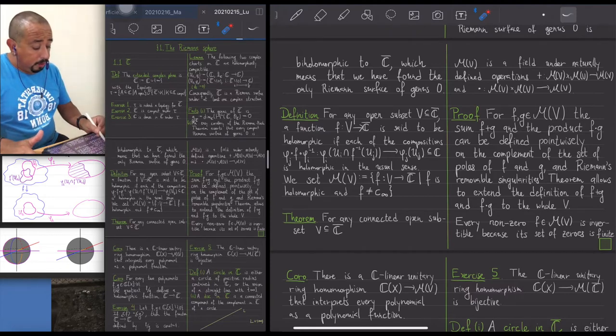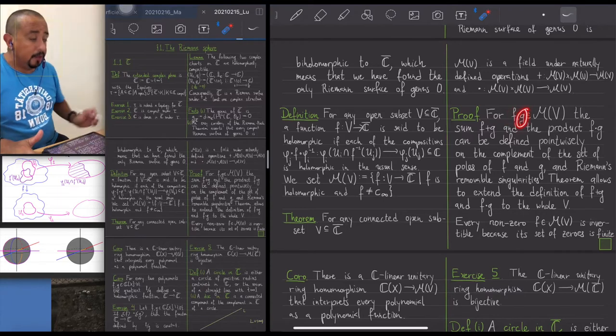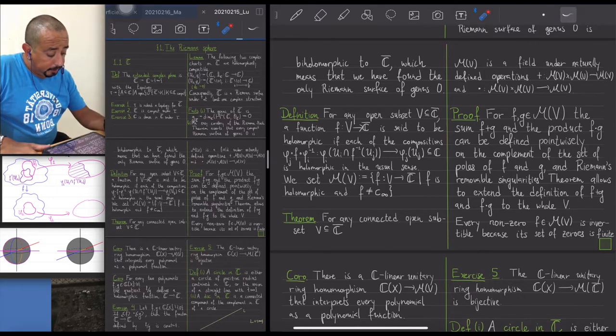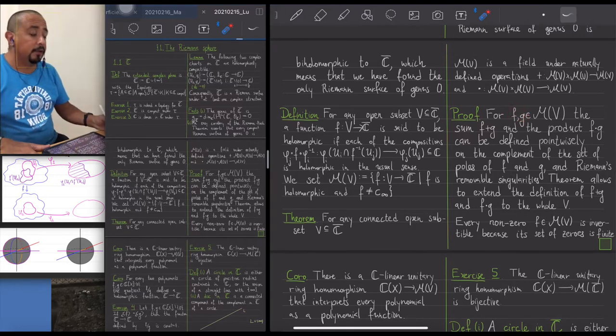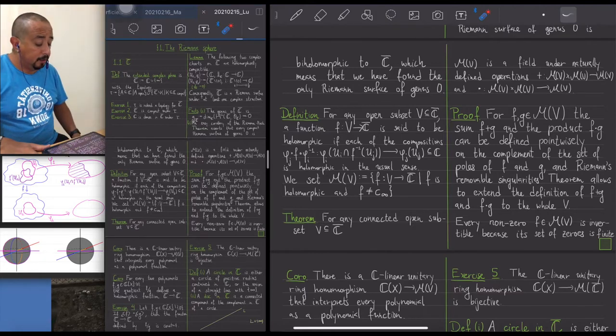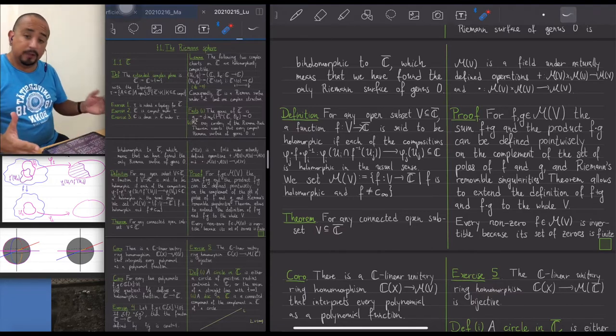So we know that the set of poles of F and the set of poles of G do not accumulate. In other words, the poles of F are all isolated and the poles of G are all isolated. And this means that except for a set consisting only of isolated points, one can define F plus G and F times G pointwise.